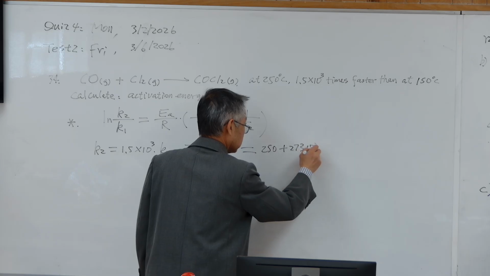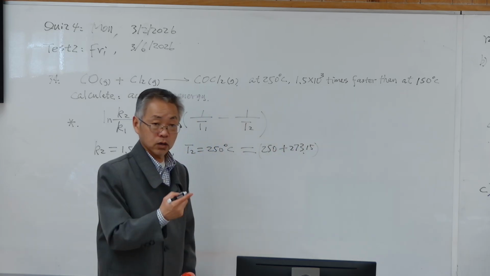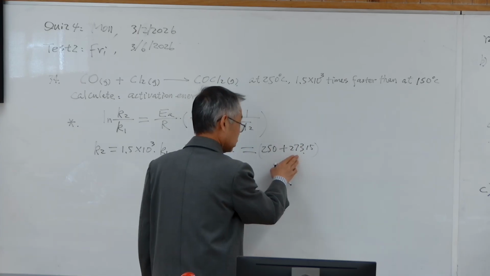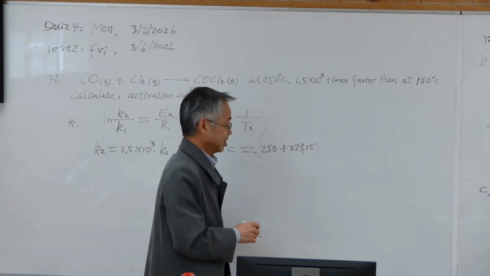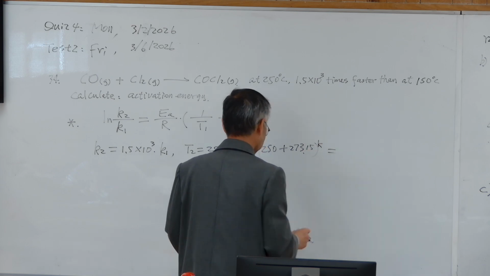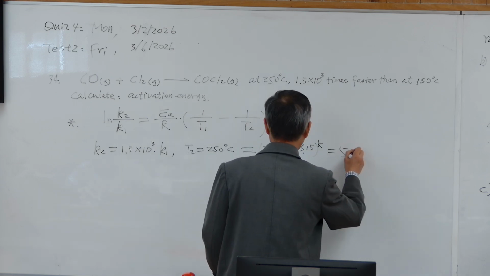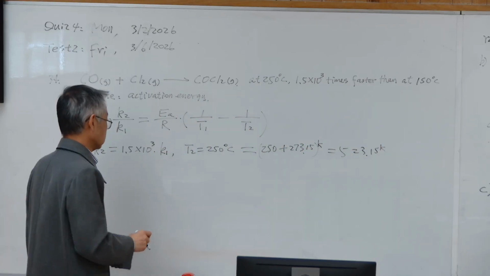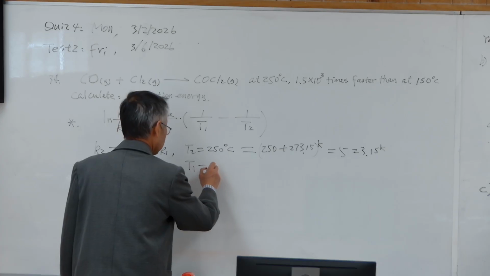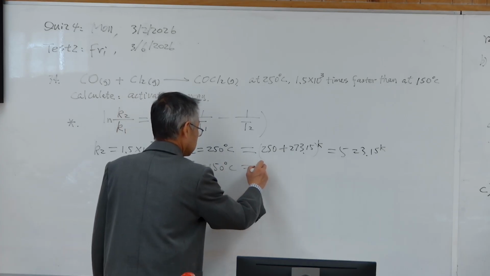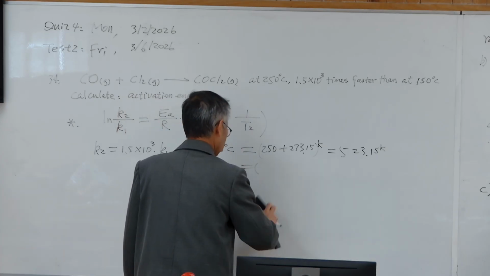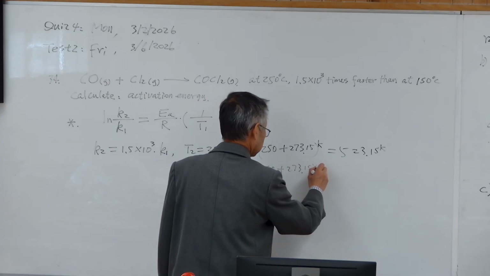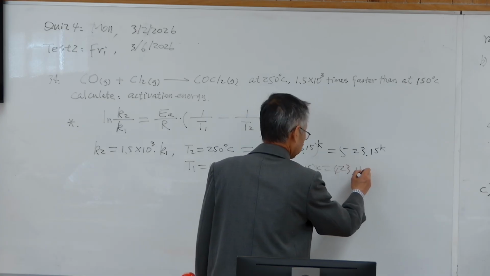You can use 273. If you remember 273.15, it is perfect. If you don't remember .15, it's fine. But you must add 273, and that's key. So it will be 523.15 K. Then T1 is 150 degrees Celsius, which is 150 plus 273.15, so 423.15 K.